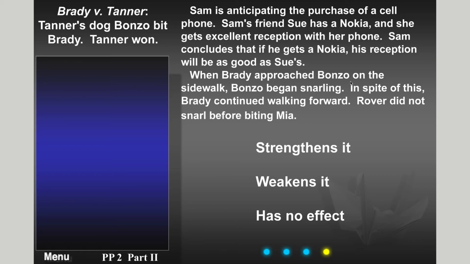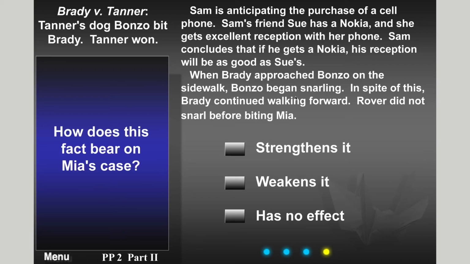When Brady approaches Bonzo on the sidewalk, Bonzo began snarling, right? In spite of this, Brady continued walking forward. Rover did not snarl before biting Mia. Well, this would strengthen Mia's argument, right? This is a little more difficult than anything you'll get in the homework, right? But notice that Brady, who is the plaintiff, approached Bonzo. Bonzo begins snarling, and yet Brady keeps going towards Bonzo, right?